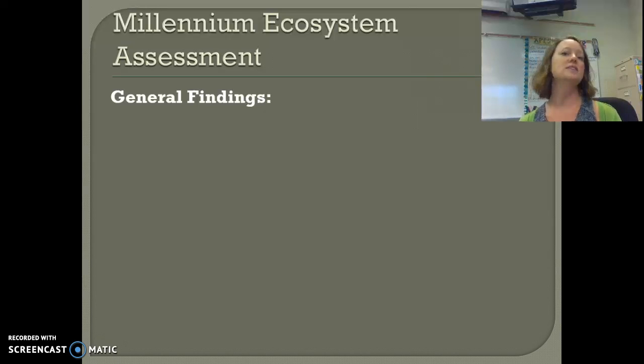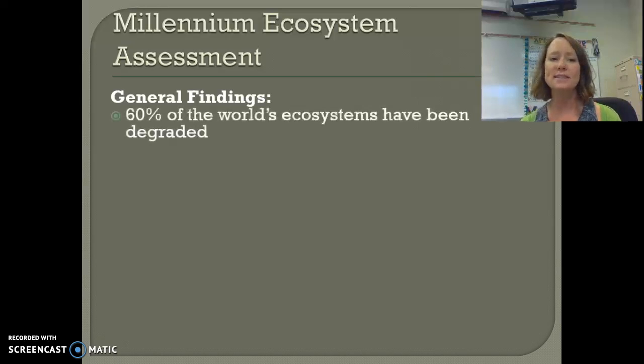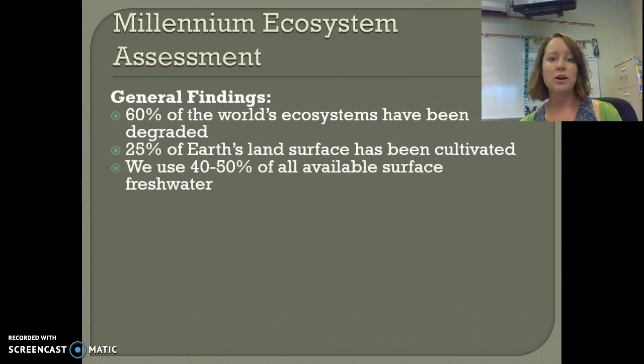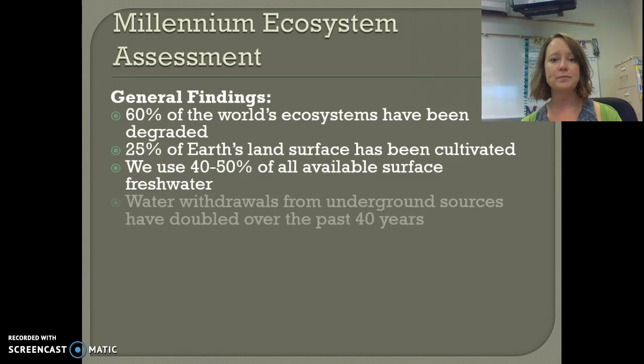But the general findings from this assessment were that 60% of our ecosystems have been degraded, and 25% of our land surface has been cultivated, so we're getting close to our max on the amount of arable land that's available. We are using 40 to 50% of all available freshwater, and water withdrawals from underground sources has doubled over the past 40 years. So what is happening is our underground aquifers are shrinking.